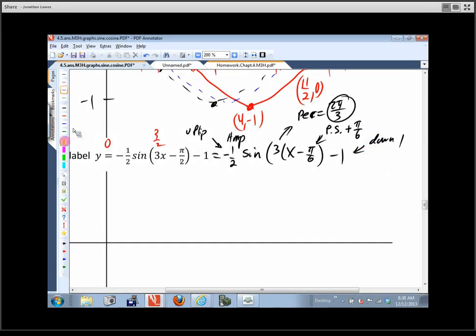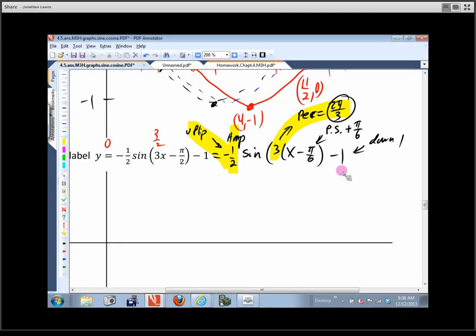So here's what we're going to do first. We're going to take care of the new period, we're going to take care of the amplitude, and we're going to take care of the vertical flip. We're going to figure out what shape is made by those three transformations. Then we're going to take it and move it all to the right pi 6, and move it down 1 unit. Is everybody okay with that?